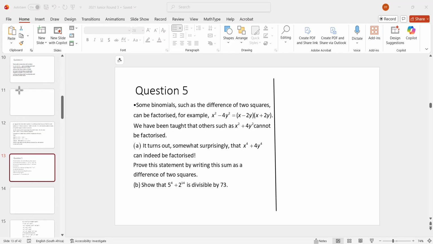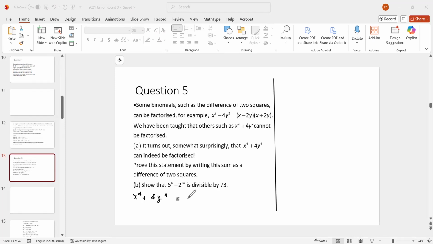But it's not true in general because there are cases where the sum of two squares can be factorized, right? And the example that is given is this one. X to the fourth plus 4y to the fourth. We claim that this can be factorized, right? Although it's the sum of two squares. This is 2y squared all squared. Now prove the statement that it can be factorized by writing it as the difference of two squares.